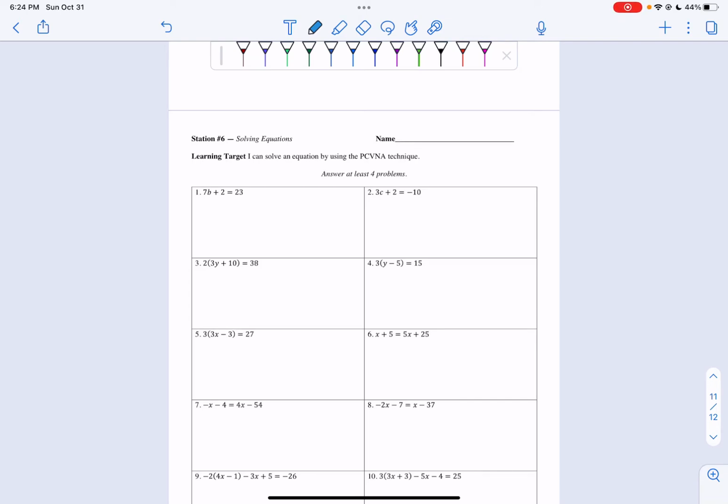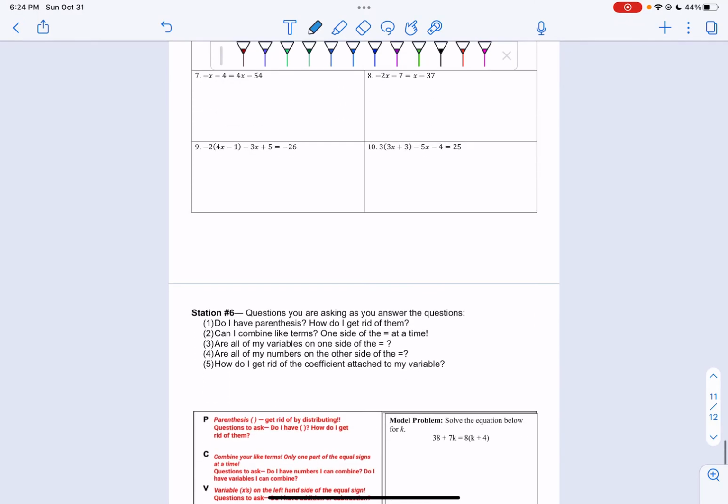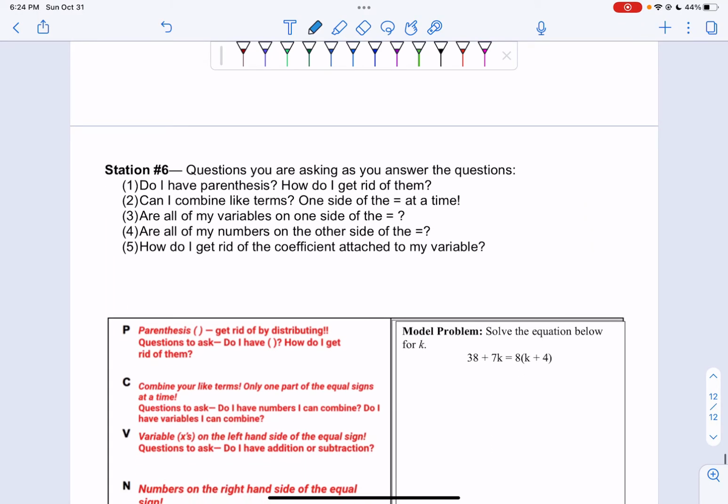For our final station, this is a throwback to our last unit, solving equations. So when you're doing this station, we want you to be asking yourself these questions. Do you have parentheses, and how do you get rid of them? Can you combine like terms?